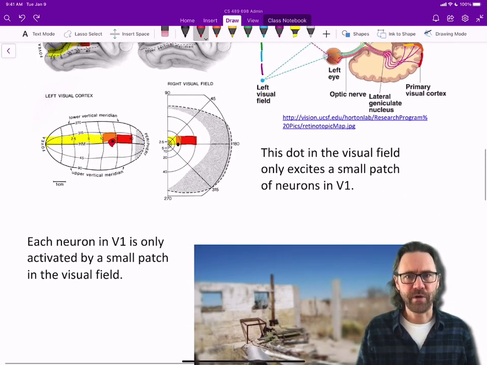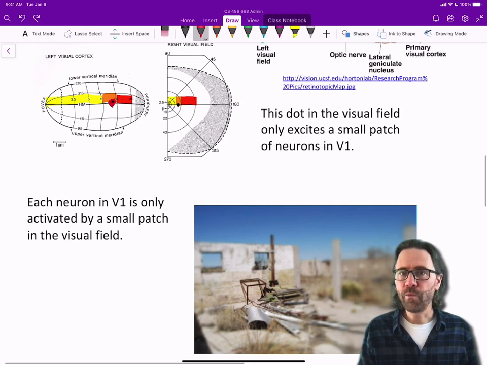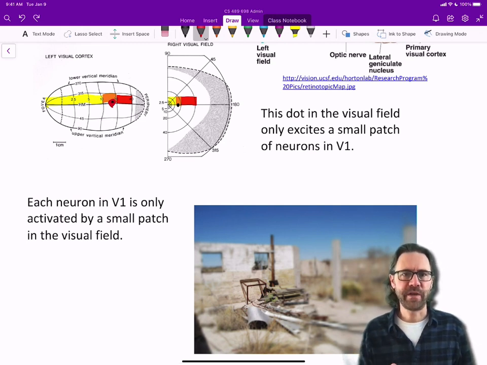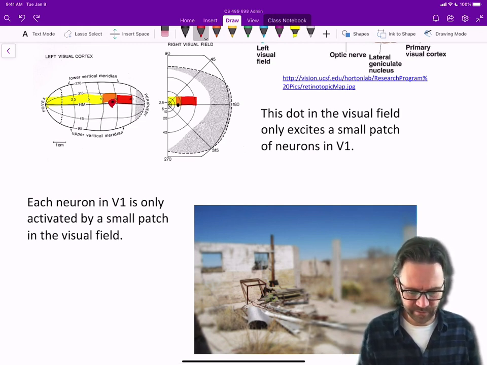So each neuron in V1 is only activated by a small patch in the visual field.